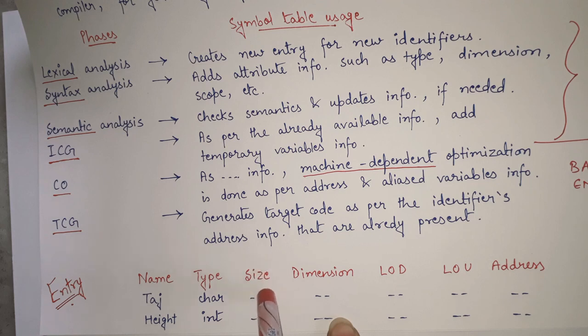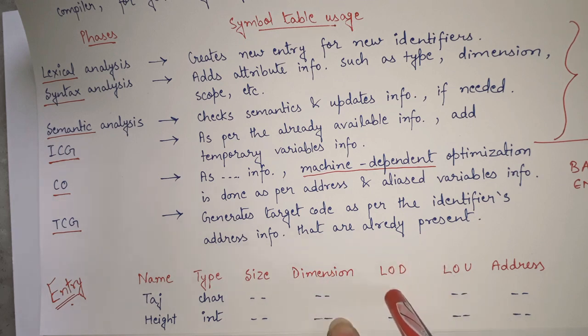Size. What is the size of that variable? This is my character array, so the size will be 1, 2, 3. So here I can write that the size of this variable's character array is 3. Dimension, you can write as per your variable. For my variable it is a single dimension, 1 dimension array, so I will write 1.